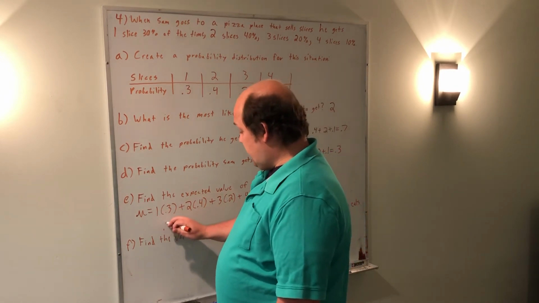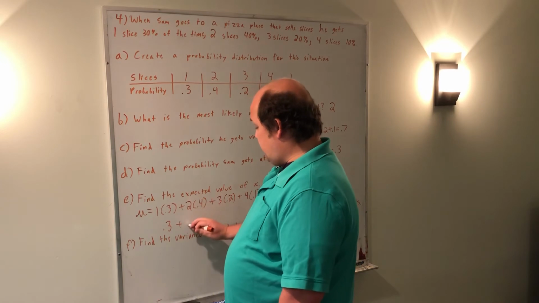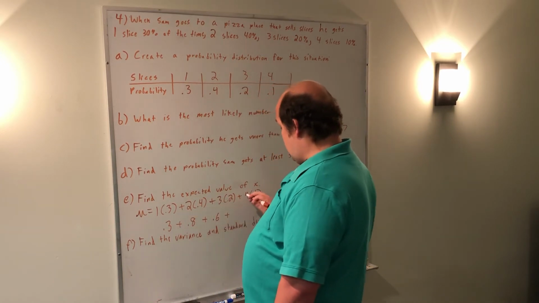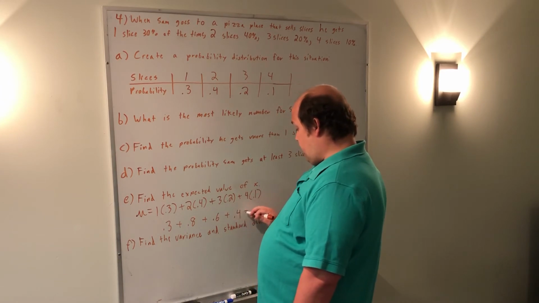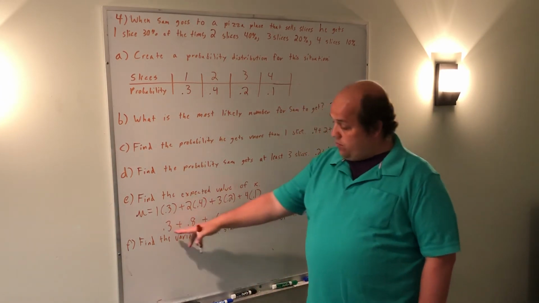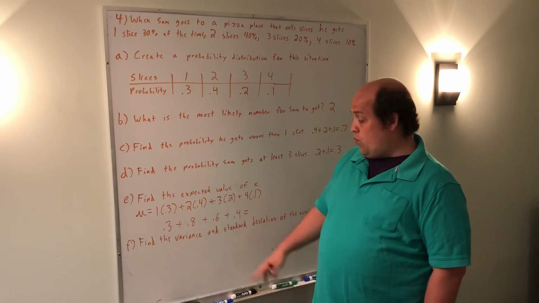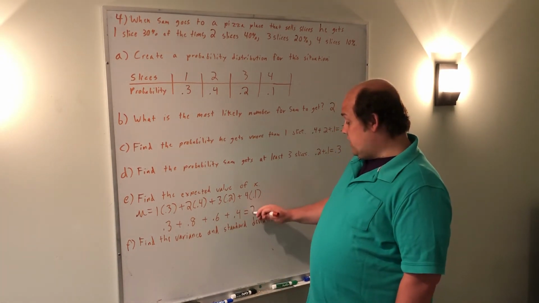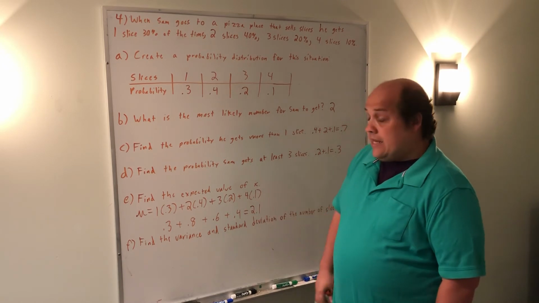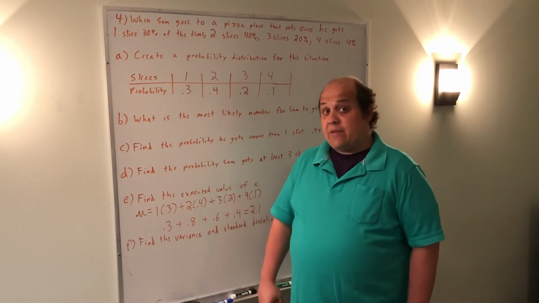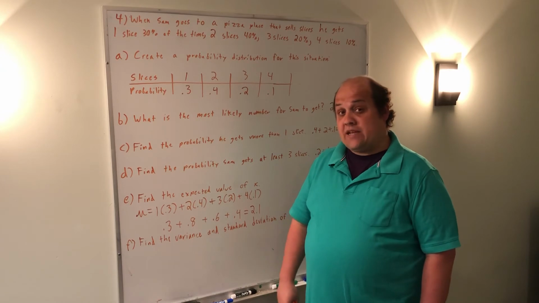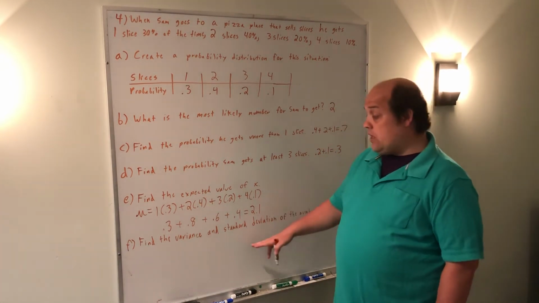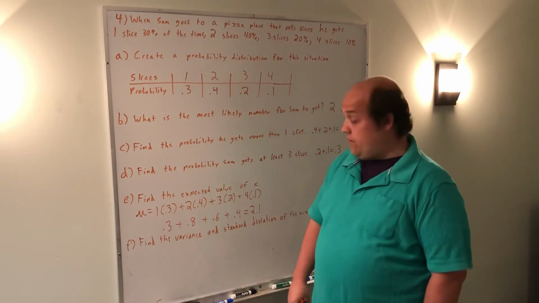1 times 0.3 is 0.3, 2 times 0.4 is 0.8, 3 times 0.2 is 0.6, and 4 times 0.1 is 0.4. If I add these all together, 0.3 plus 0.8 is 1.1, plus 0.6 is 1.7, plus 0.4 is 2.1. That tells me, on average, Sam gets about 2.1 slices of pizza every time he goes to get pizza. Now that we have this mean, we can use it to calculate the variance and standard deviation.